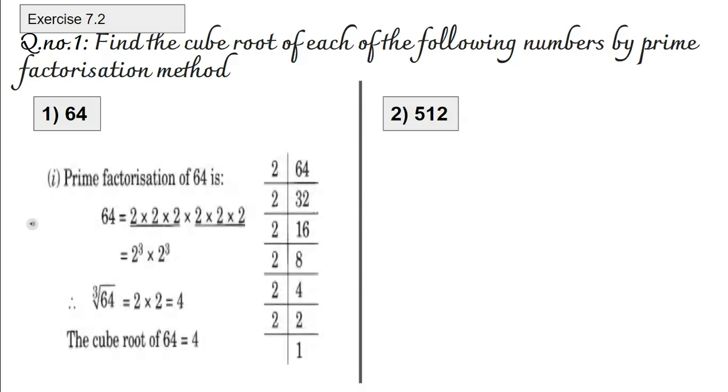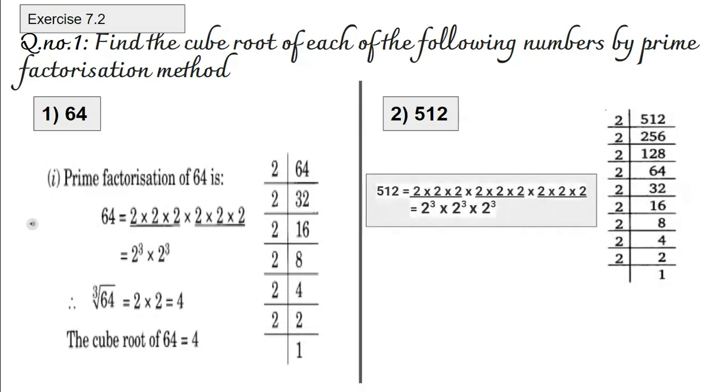Clear? Same way we can see the second question, that is 512. By prime factorization we will get 2 into 2 into 2 into 2 into 2 into 2 into 2 into 2 into 2, means 2 9 times. So 2 cube into 2 cube into 2 cube. So what is the cube root? That is 2 into 2 into 2, that is equal to 8. Clear? So the cube root of 512 is 8.